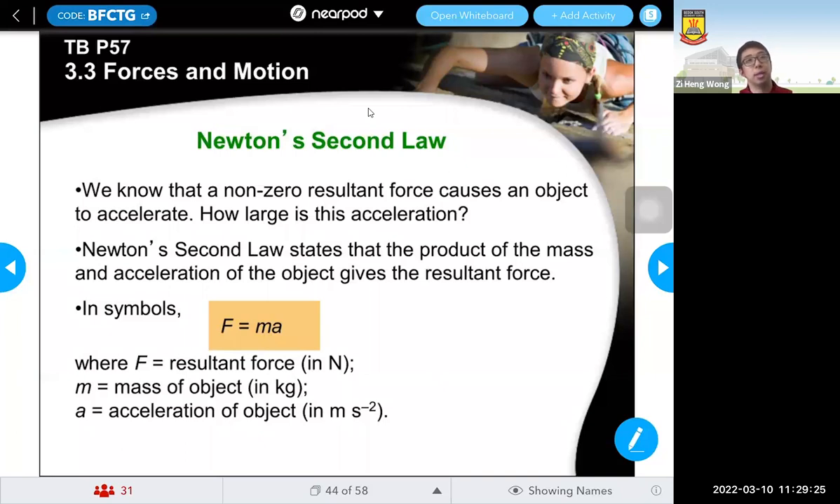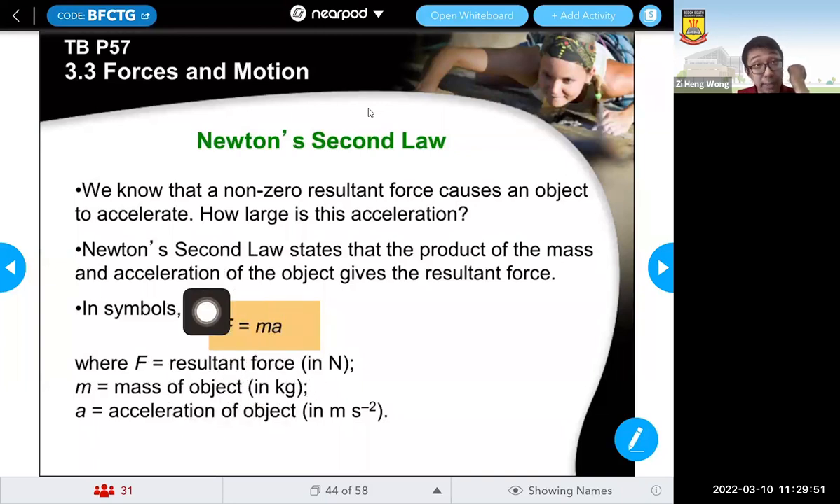So how do we find out what is this resultant force and what is this acceleration? There's one other quantity that ties them together, which is the mass of the object. So the formula is this: F equals ma. The resultant force of the object is equal to the mass of the object times the acceleration. Key thing to take note of over here, the F represents resultant force.